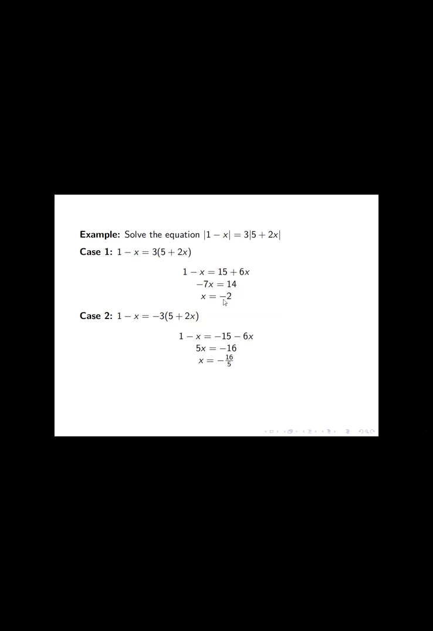So again, we get two solutions, and we write the solution set as follows. The set containing -2, -16/5. Is there any question? Now, sometimes you can have an absolute value inside an absolute value, in which case you might end up with 4 cases. That depends. Okay.